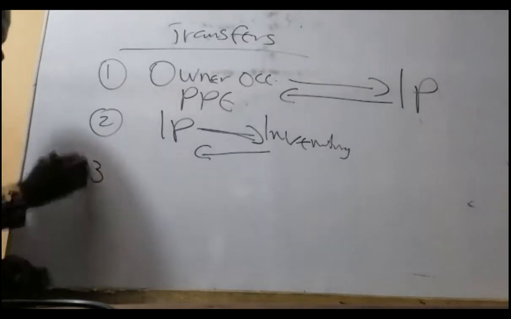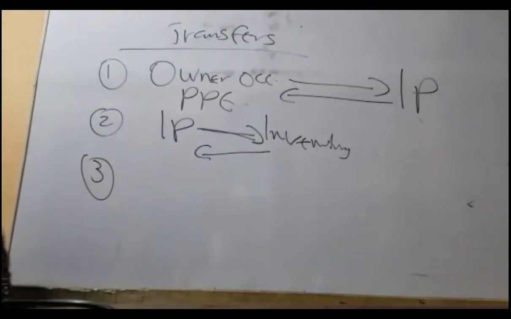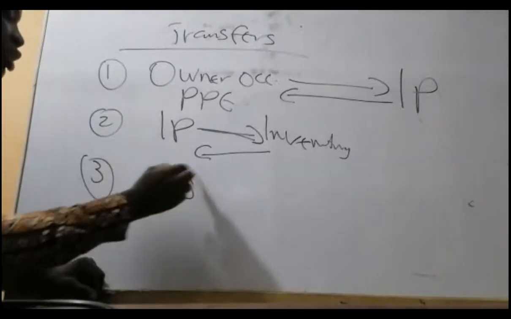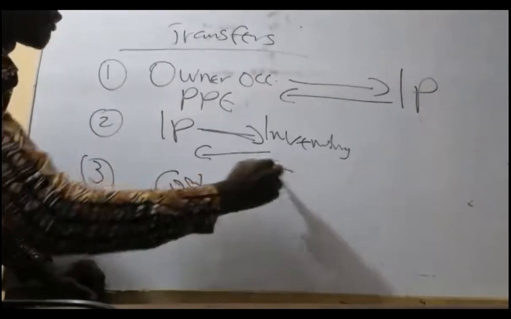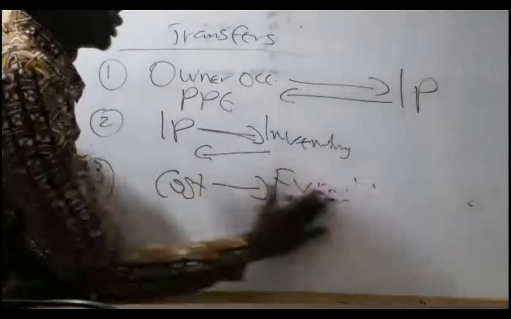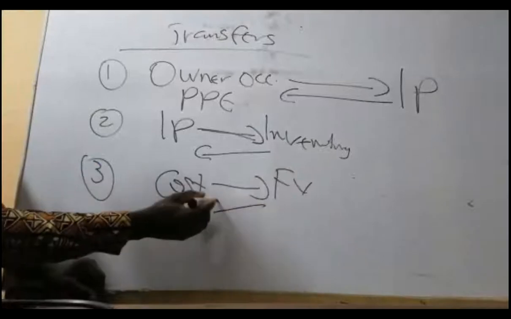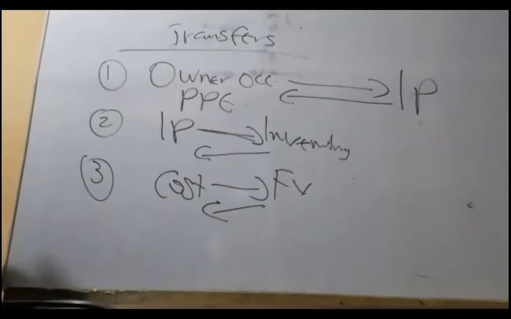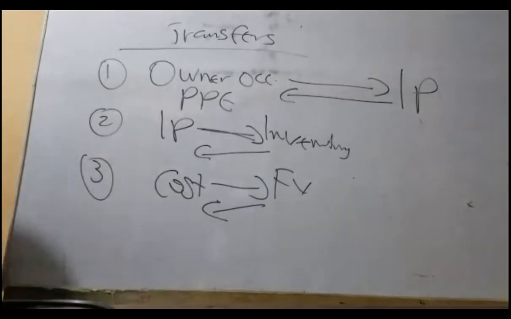And then the third one is transfer between the models. You can transfer from cost model to fair value model, and vice versa. Formerly, you were using the cost model on your investment property, but now you feel like you want to use the fair value model. So that one is also allowed, and then the reverse is true. So these are the transfers available.